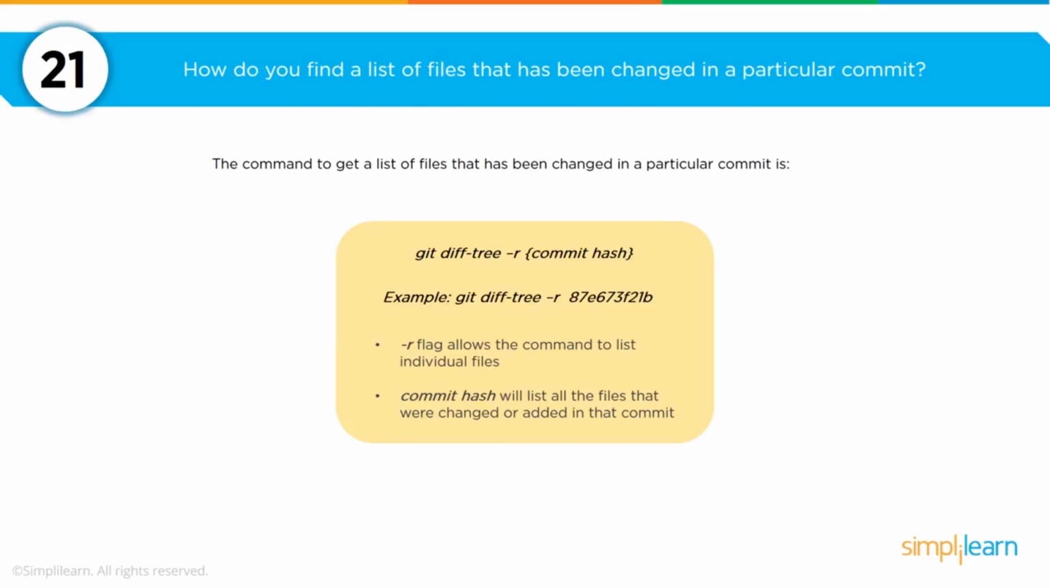You can, if you want to, very quickly and easily find out all the files that have been used to make a particular commit. So when somebody asks you the question, how do you find a list of files that has been changed in a particular commit, you can say that all you have to do is use the command git diff-tree -r and then the hash for the commit, and that would give you a breakdown of all the files that have been made with that particular commit.